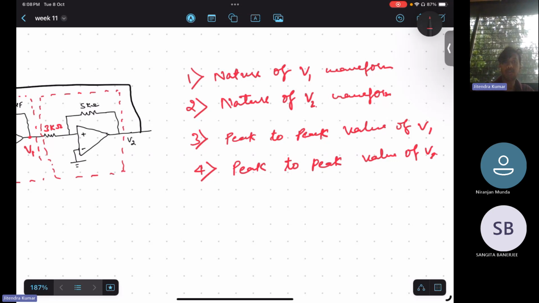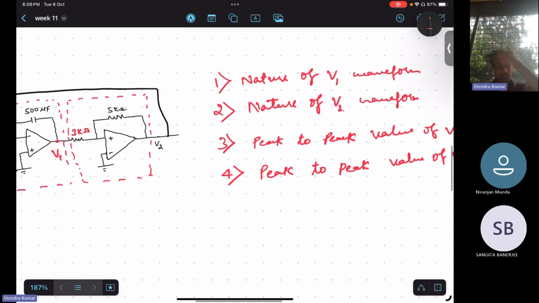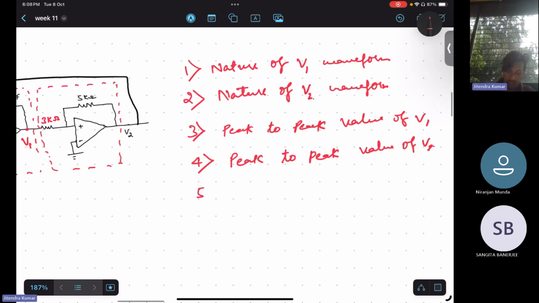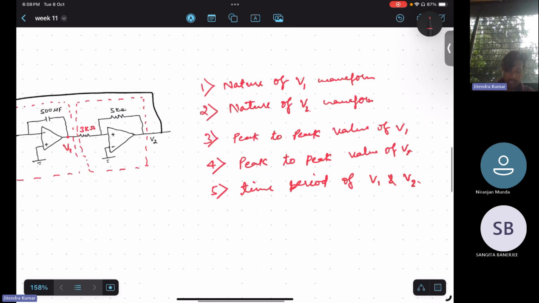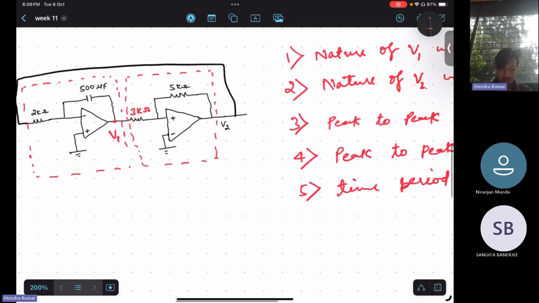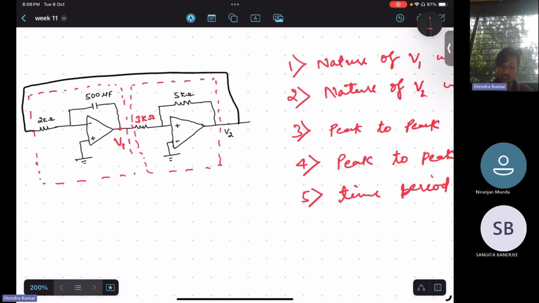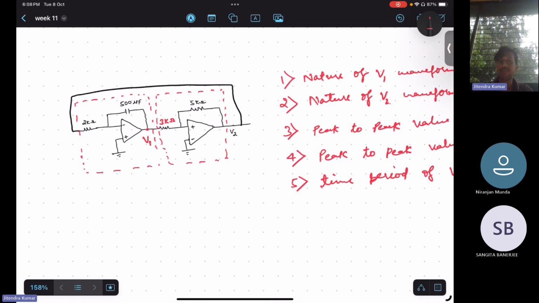Okay, so after finding all that, these waveforms are periodic, right? V1 and V2 waveforms are periodic, so they will have a certain time period. So we again have to find out the time period of V1 and V2. Okay, so all these parameters we want to identify. I hope you got the idea of the circuit, how they are connected. Any doubt in that, and what are the parameters we need to find out. So let us proceed step by step.